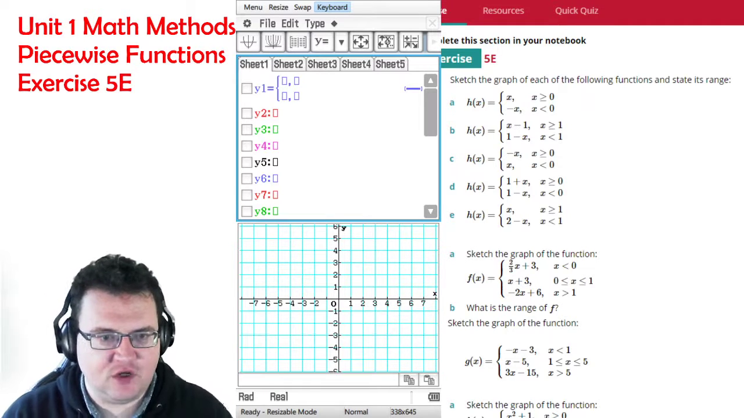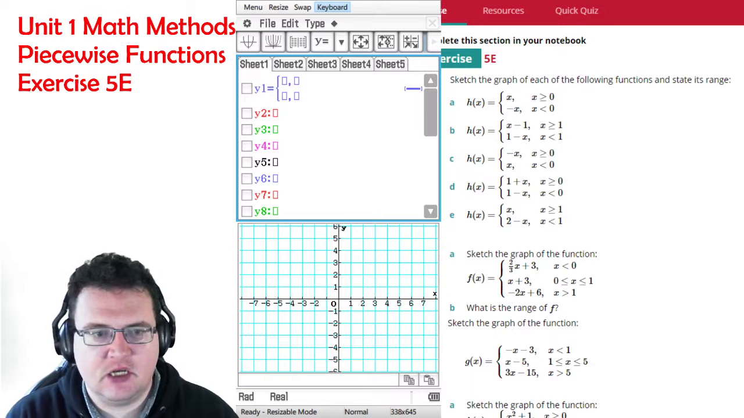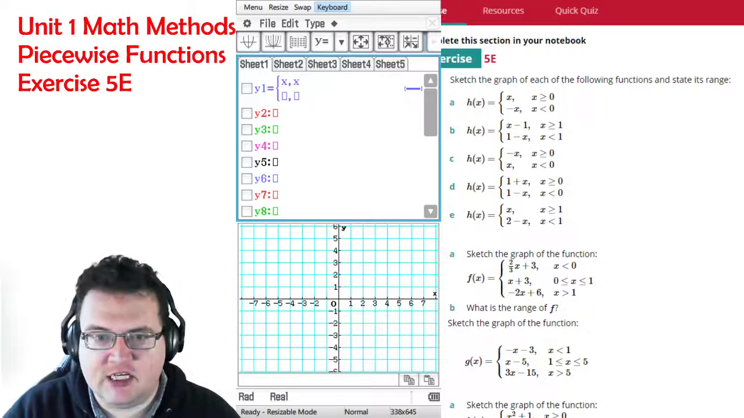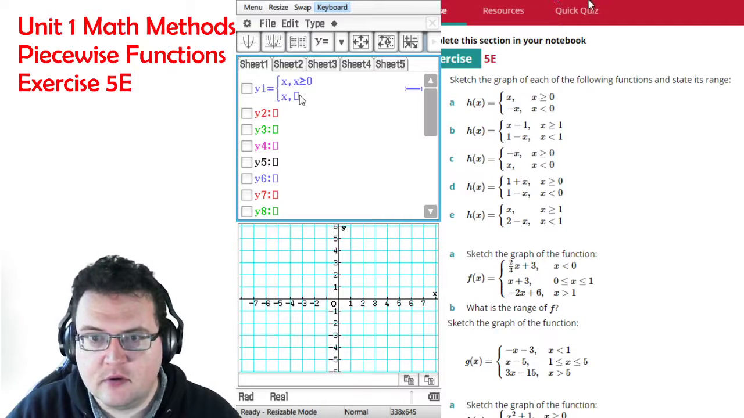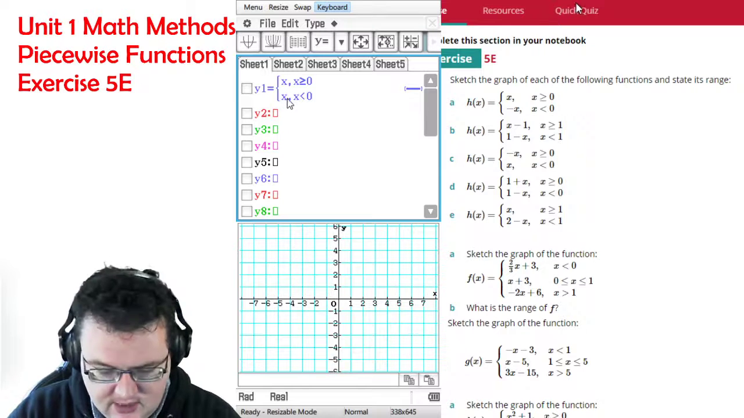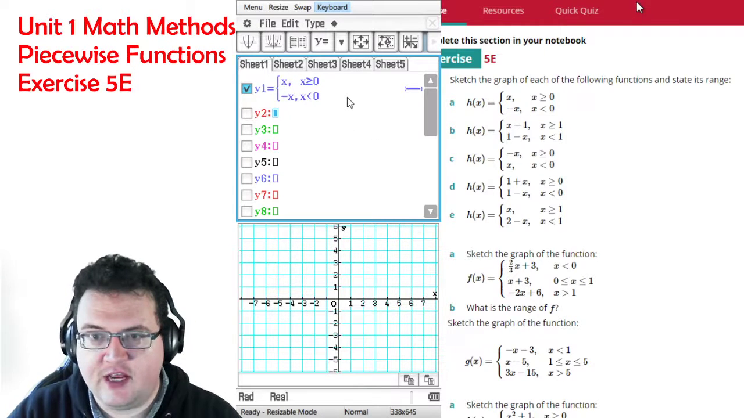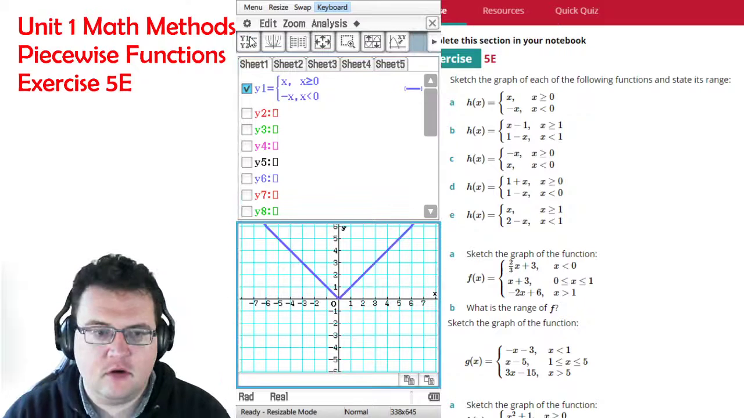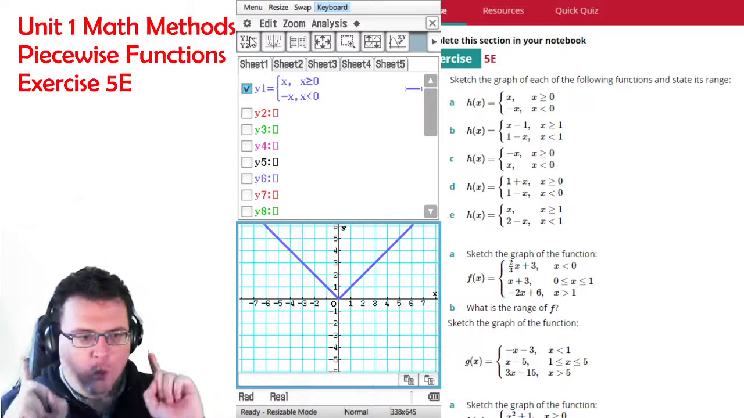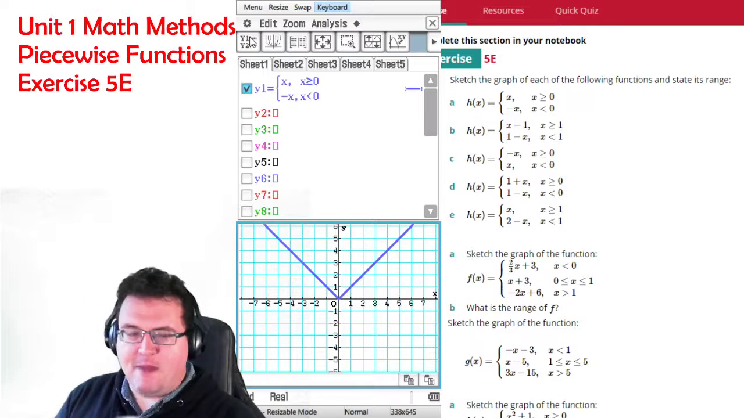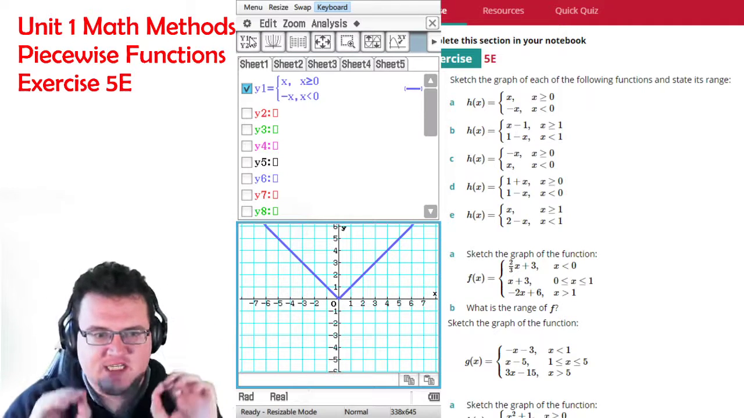So in the case of this first question here, h of x is x as long as x is greater than or equal to 0. However, when x is less than 0, it is instead negative x. So if I hit enter on that and I draw that graph, you get something that looks like this. It is one graph that may have multiple pieces, but it is one continuous graph.